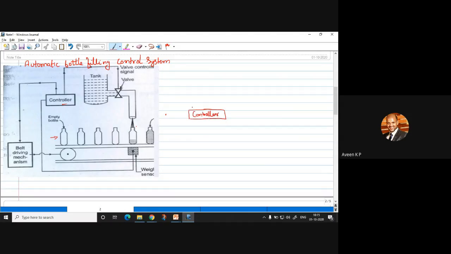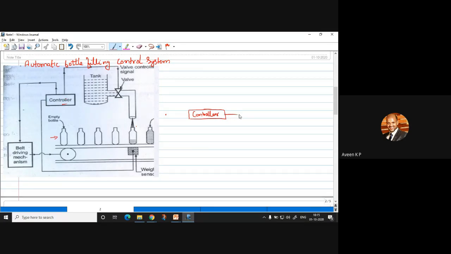Okay, this is a block. So the function of a controller is to control the belt drive mechanism as well as the valve position. Okay, that is the function of a controller. So from the controller, it will pass the signal, the controlled output.